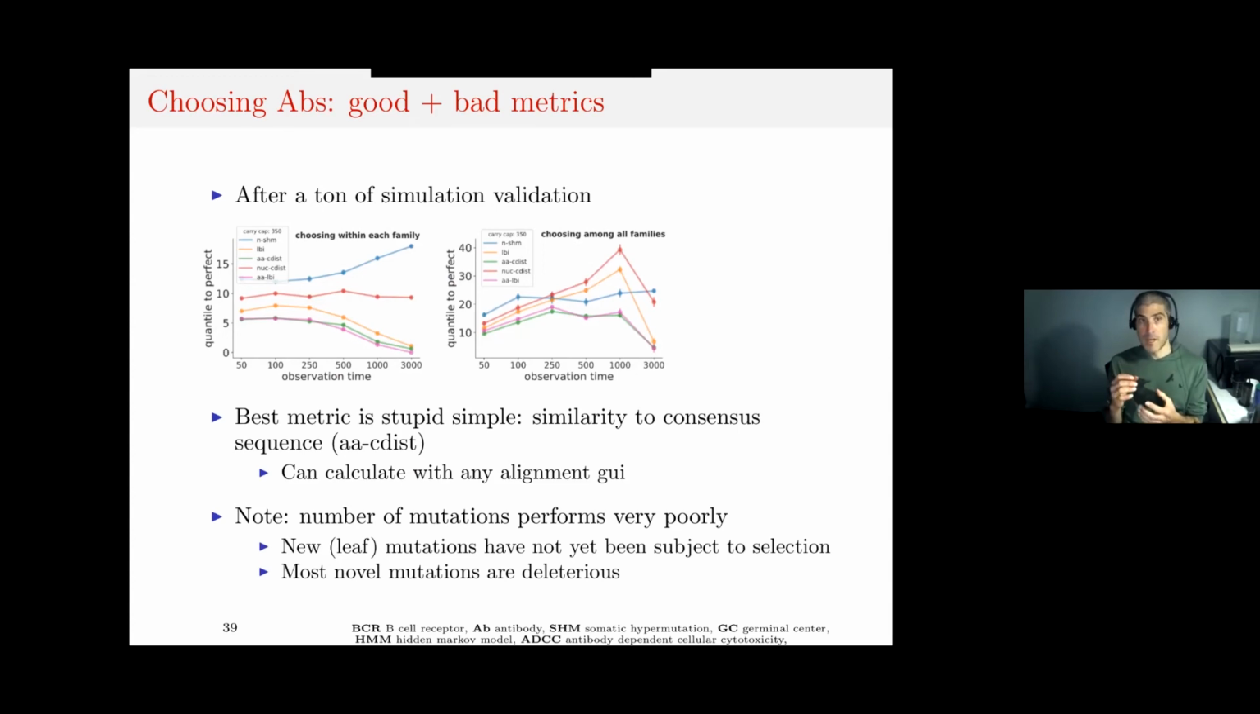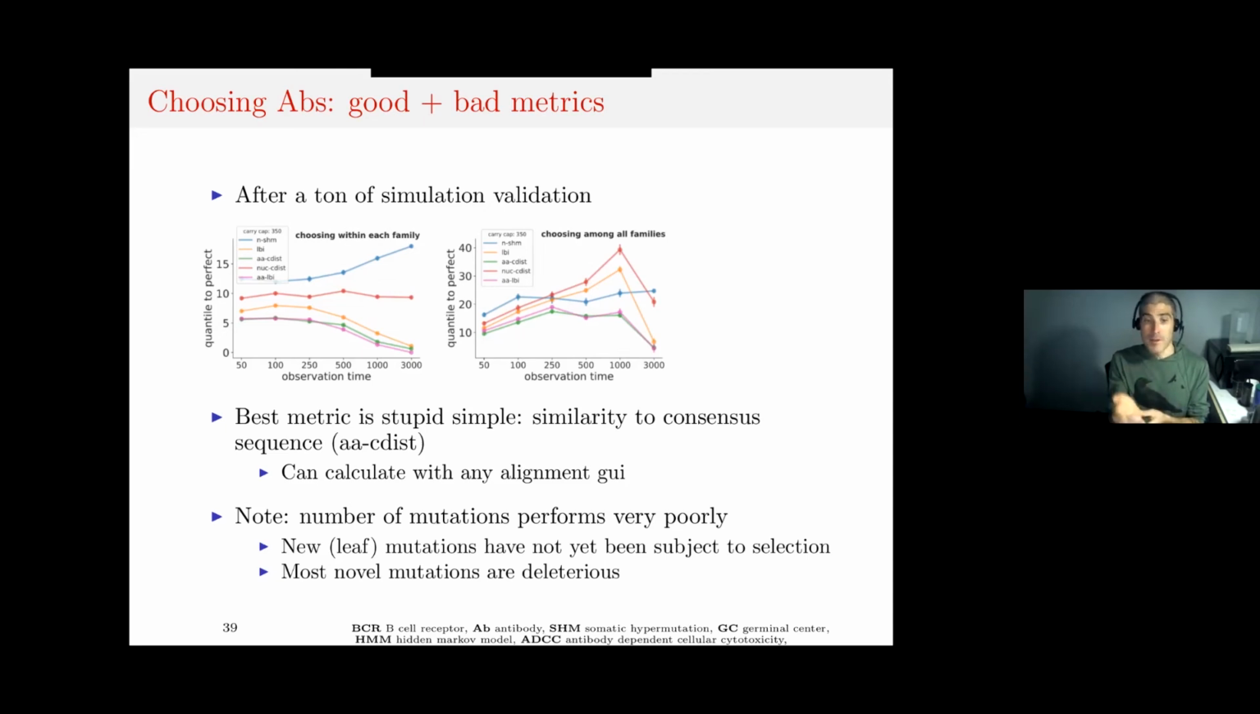The picture I have in my head is that the consensus sequence is each family's best guess for the best antibody so far. This is the best antibody we've found so far. And then the family exists as this cloud around it, exploring the nearby antibody space, trying to see if there's a better sequence nearby it.